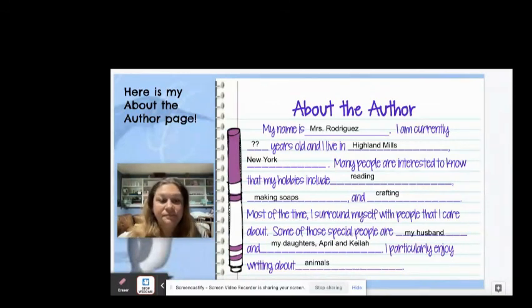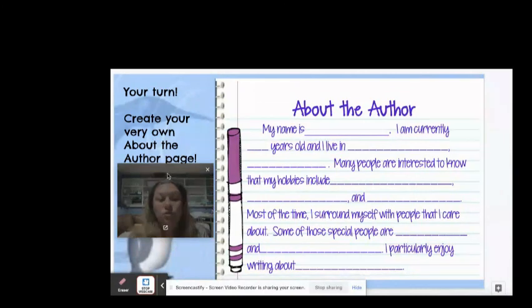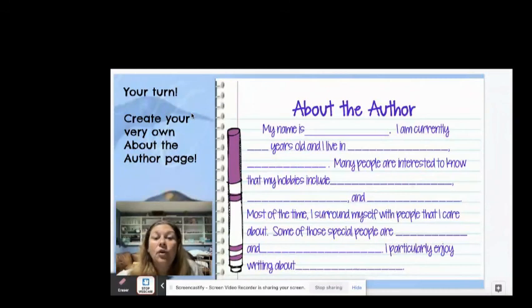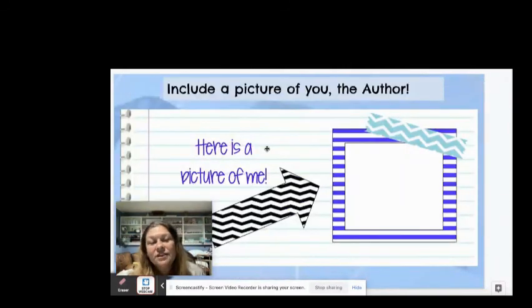Now it's your turn. Tell me about you, the author. Create your very own About the Author page. So tell me what your name is, how old you are, where you live, what your hobbies are, what special people are with you, friends, family, and what you enjoy writing about. Have fun with this. And when you're done, take a picture of yourself. I would love to see what the author looks like.